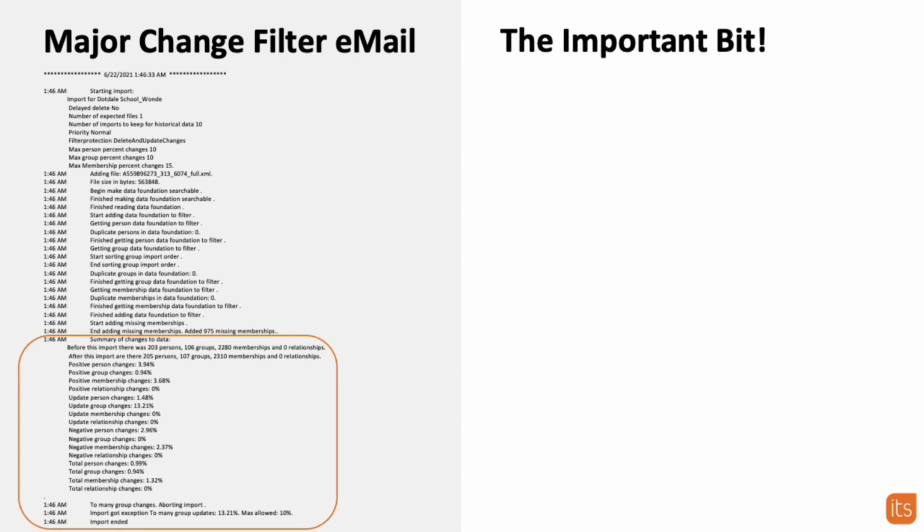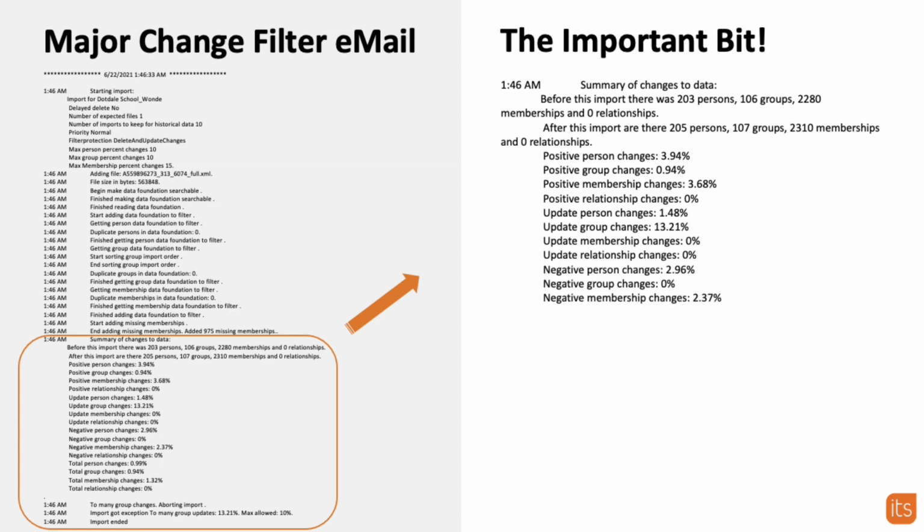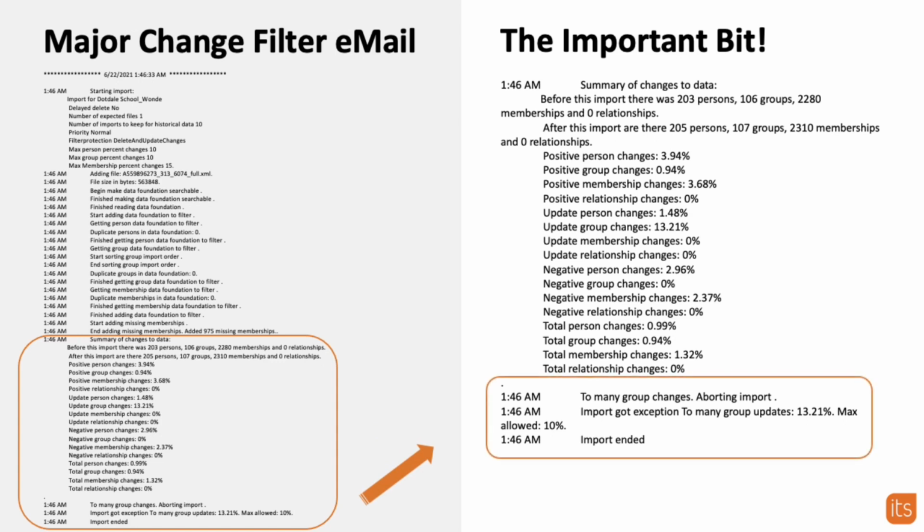The only bit that really matters is this bit at the bottom. We've magnified this on the right hand side for you. We can see that it's got positive group changes, updates, and all that sort of stuff. Now, the important bit is right here at the bottom. It's telling us that in this instance, it's aborted the import. At 1:46 a.m. the import had too many group updates. It had 13.21%, and as we've just said, the magic number for us is 10%. Because it went over, it stopped the import, and it will have sent you this email.